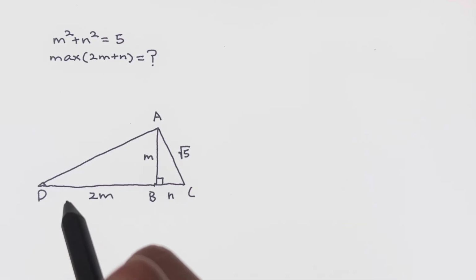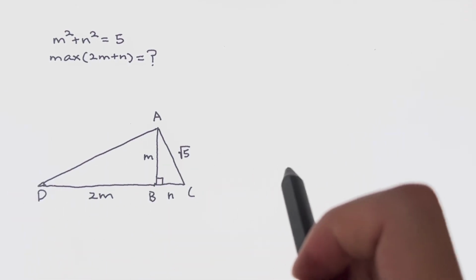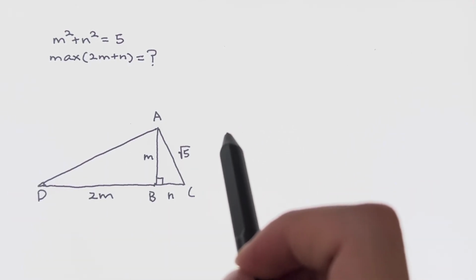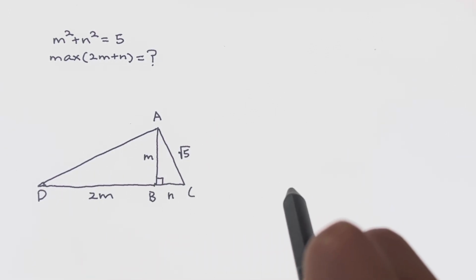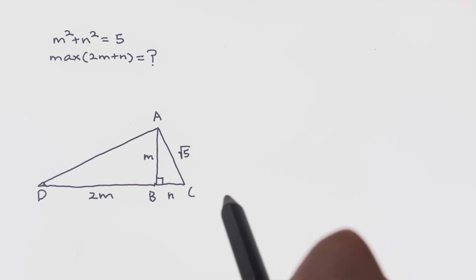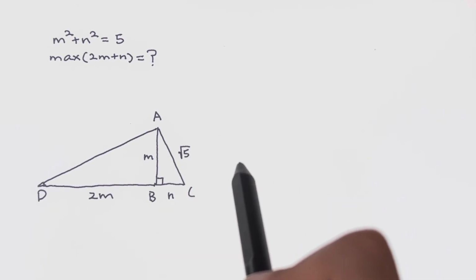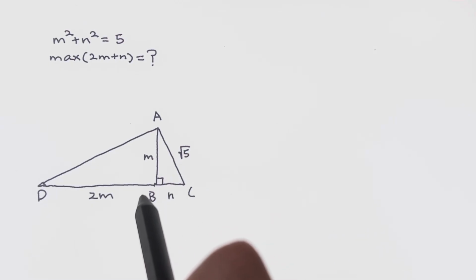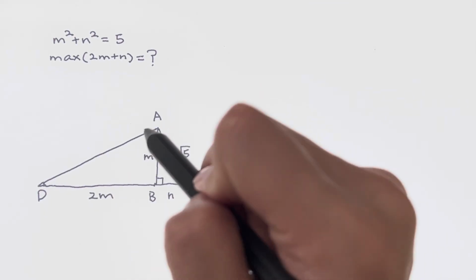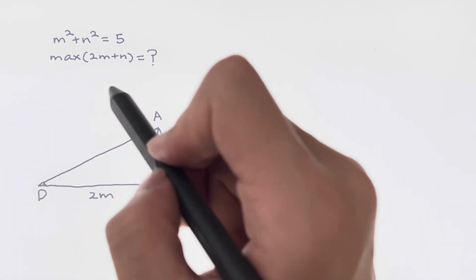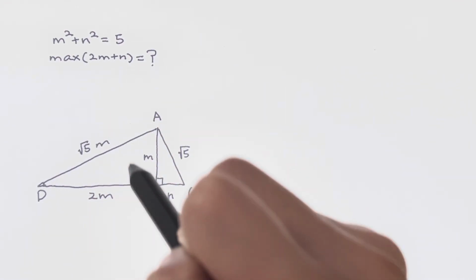And now, why did we construct it? Why did we extend CB to the left instead of to the right? Well, this is because we want to form right triangles to calculate the length of the sides. If we were to extend it to the right, we would not be constructing a right triangle here, and it is impossible to find the side length of the hypotenuse. And extending to the left will give us more information about the side lengths. So AD will be equal to the square root of 5 times m by the Pythagorean theorem.